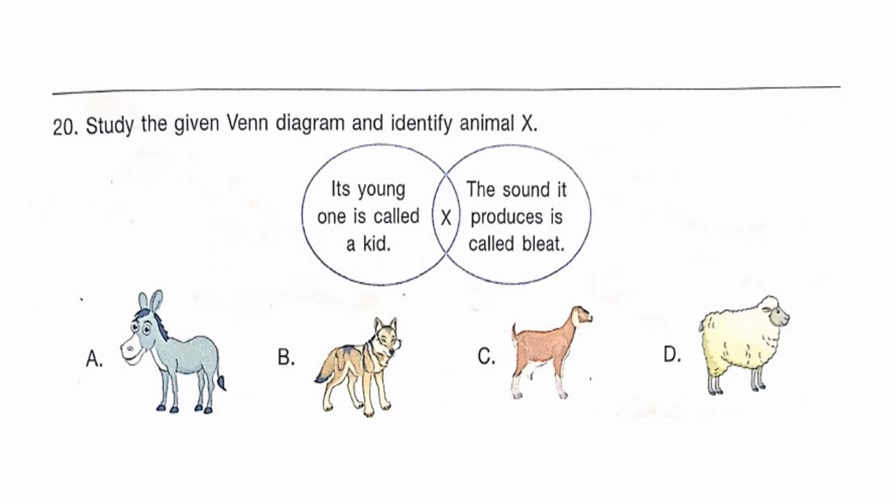Question number 20. Study the given Venn diagram and identify animal X. Animal X, its young one is called a kid and the sound it produces is called bleat. The sound bleat is a sound of goat and its young one is also called a kid. So answer is option C.